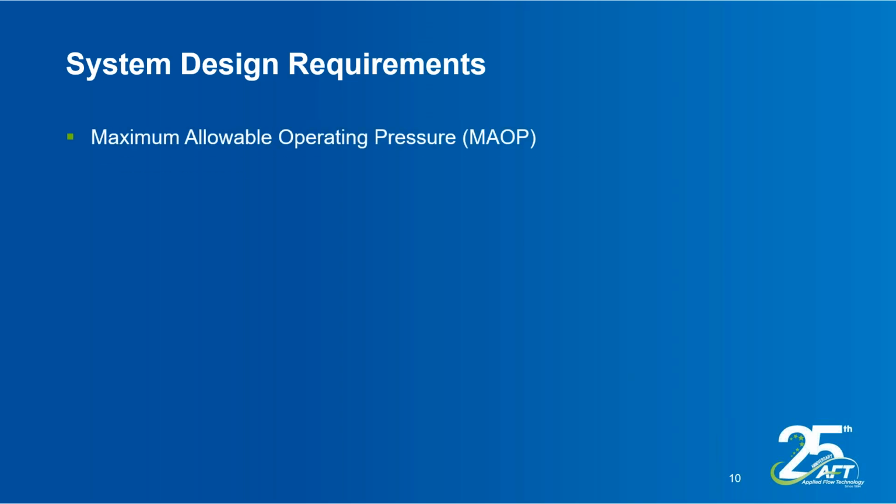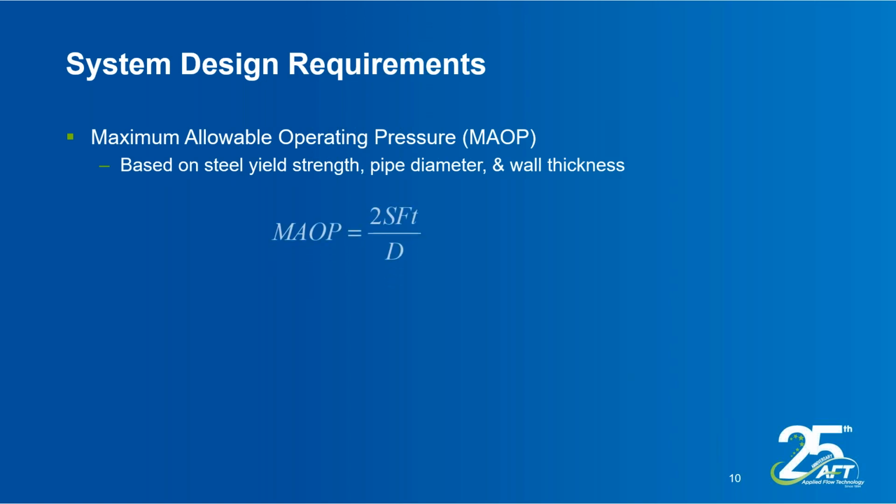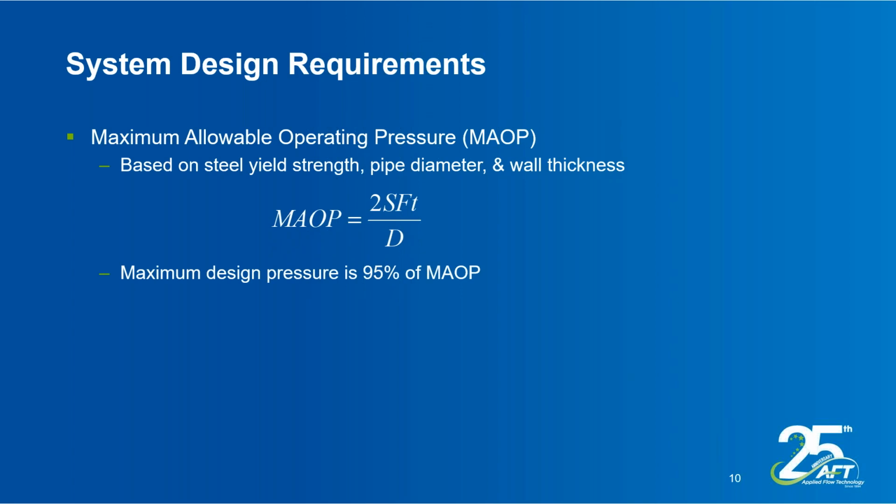The maximum allowable operating pressure is based upon the yield strength of the pipeline, the pipe diameter, and the wall thickness. So you all are familiar with this equation for the MAOP, and they put a constraint in such that the maximum design pressure would be 95% of the MAOP. So that's one of the design requirements that they threw into AFT Mercury. And then there was also a wall thickness design requirement. In order to make sure that the wall thickness was strong enough, they set a design requirement such that the ratio of the diameter to the wall thickness had to be less than 120.